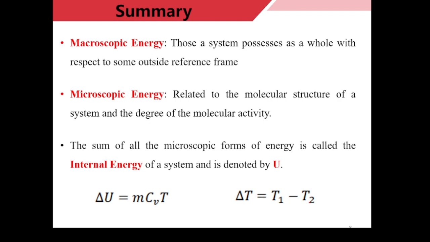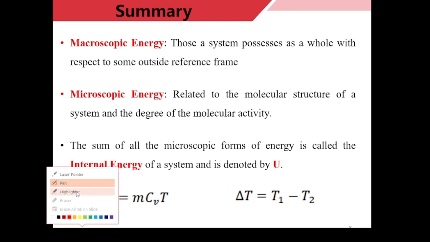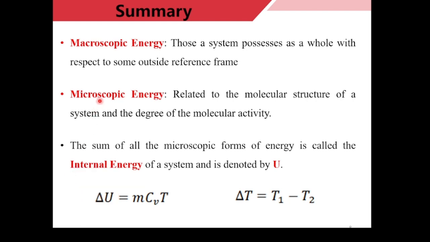Now let's summarize this. The energy forms that a system possesses as a whole with respect to some outside reference are called the macroscopic forms of energy, and microscopic forms of energy are related to the molecular structure of a system and the degree of molecular activity. The sum of all the microscopic forms of energy is called the internal energy.